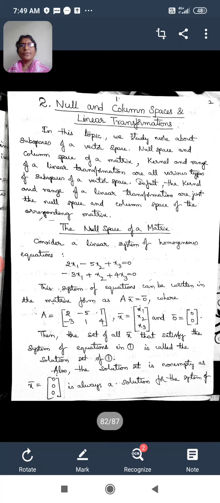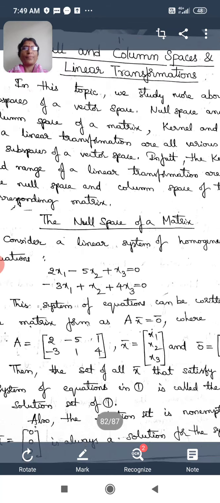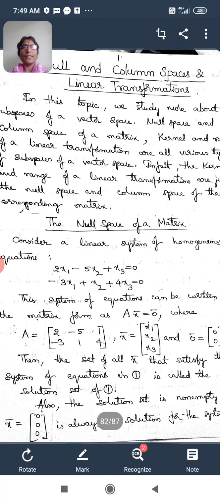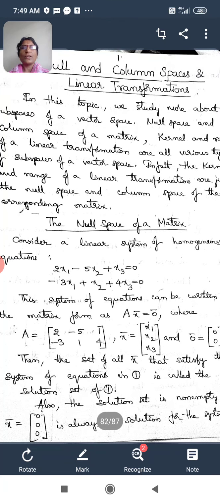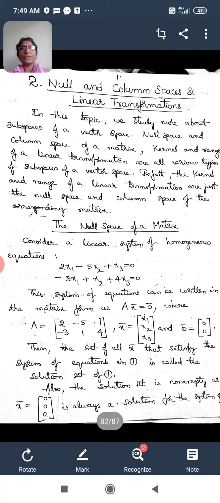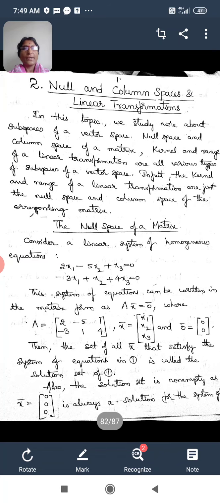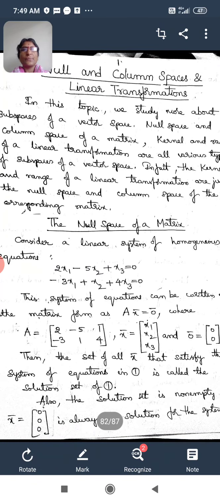All these are various types of subspaces, and if we broadly think of the kernel and range of a linear transformation, they can also be treated as the null space and column space of the corresponding matrix. So these are the various types of subspaces we are going to study now. And in this video lesson, I want to cover the null space of a matrix. Let us see what is the null space of a matrix.